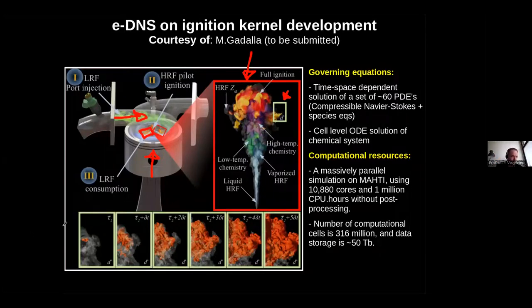And here you see what is happening inside this small embedded DNS box. You see how the first kernel is starting at the ignition delay time, tau 2, and how it is growing in size. You see how the ignition kernel is evolving, and it stays inside the finest refinement level we create. It's a massively parallel simulation. It uses over 10,000 cores and 1 million CPU hours without post-processing. The number of computational cells is 316 million, and the data storage is 50 terabytes.